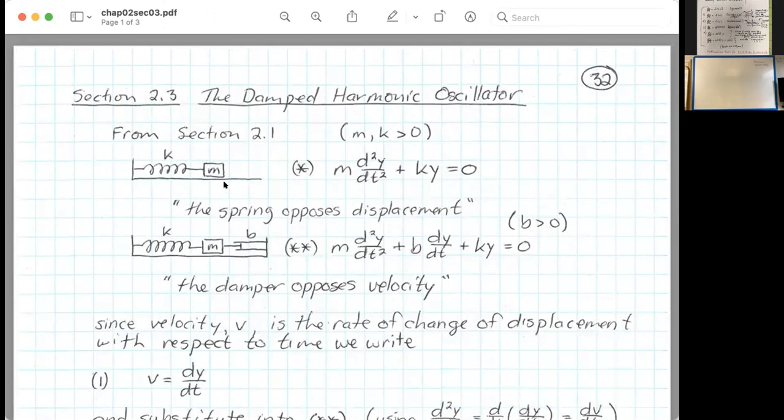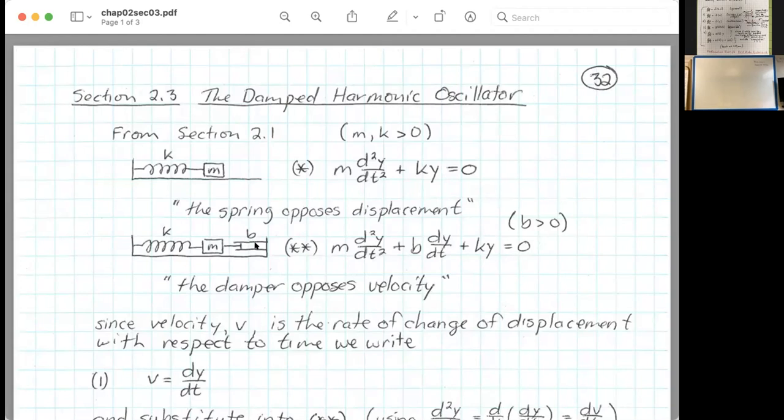Now, the simple harmonic oscillator has no damping. And the equation is very simple: ma equals minus ky. The force on the mass is the restoring force of the spring. Sometimes in physics you say it this way: the spring opposes displacement. When you try to pull this mass one way, the spring tries to pull back the other way.